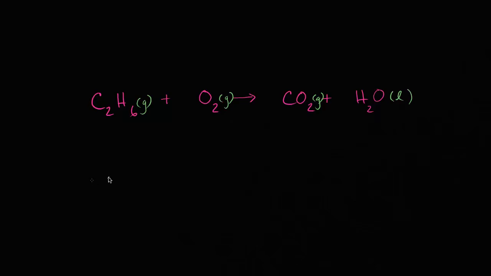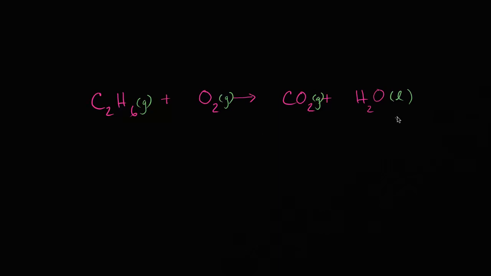All right, now we have another combustion reaction. Instead of ethylene, we now have ethane. C2H6 has 2 carbons and 6 hydrogen atoms in each molecule of ethane. And it is reacting. It's ethane gas. It's reacting with molecular oxygen in gaseous form. And they combust to form carbon dioxide gas and liquid water.